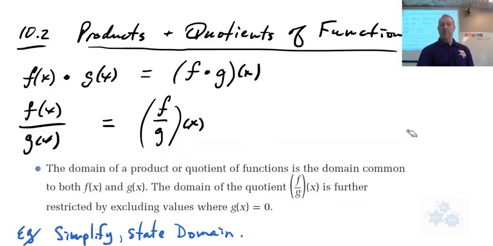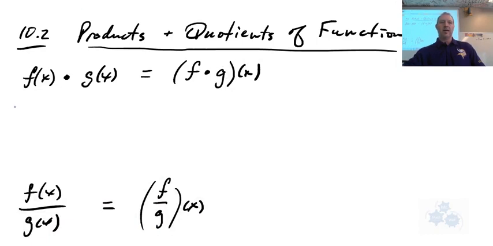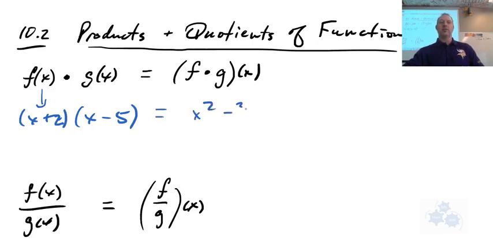So if we go to our notes here, products and quotients of functions, we can multiply two functions together. And we've done that a ton of times. For example, we've done x plus 2 times x minus 5. F of x equals x plus 2, g of x equals x minus 5. You multiply those together, what do you get? You get x squared minus 3x minus 10. Well, that is f times g of x, or f of x times g of x. So we can do product.